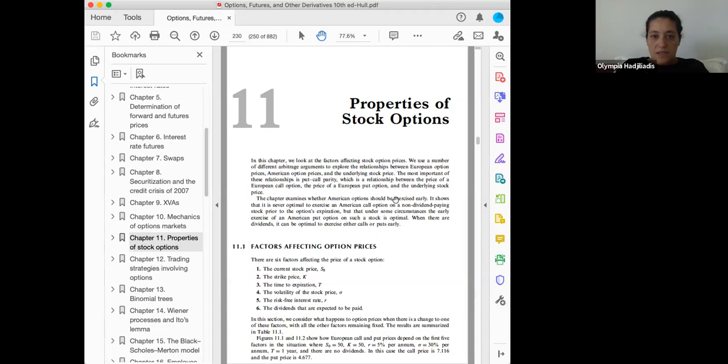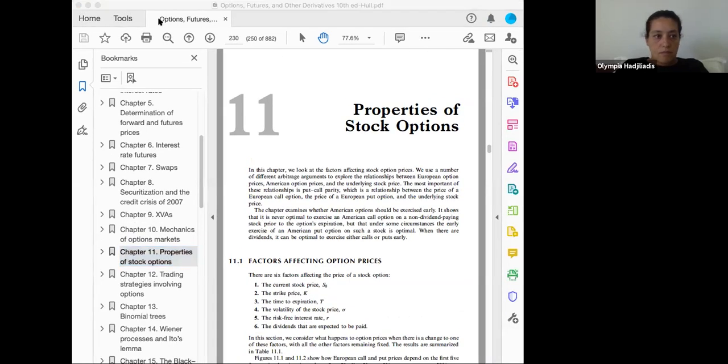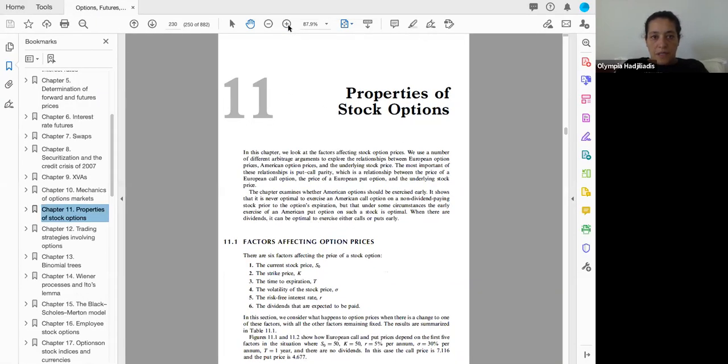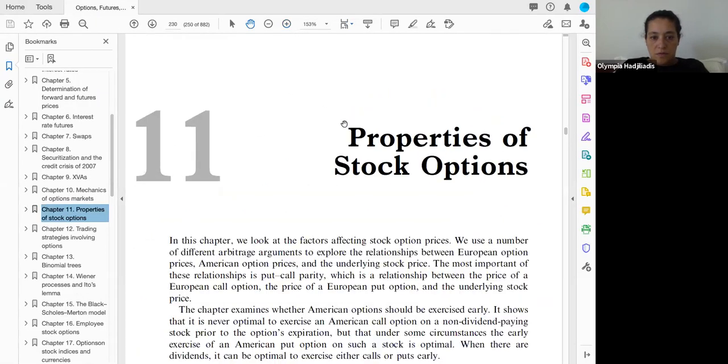So without further ado, I will go to your chapter 11 and start reading. Okay, so properties of stock options.